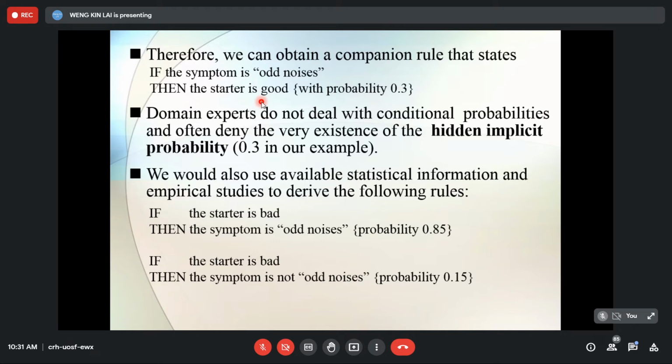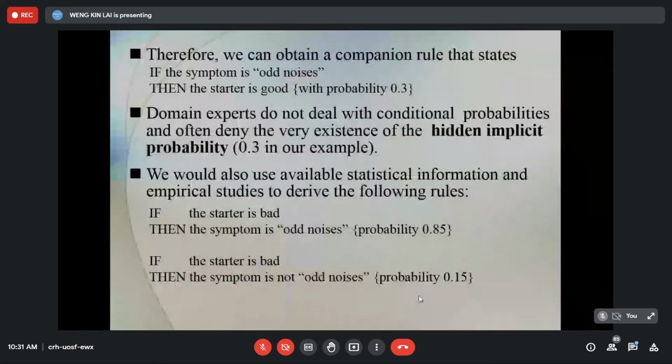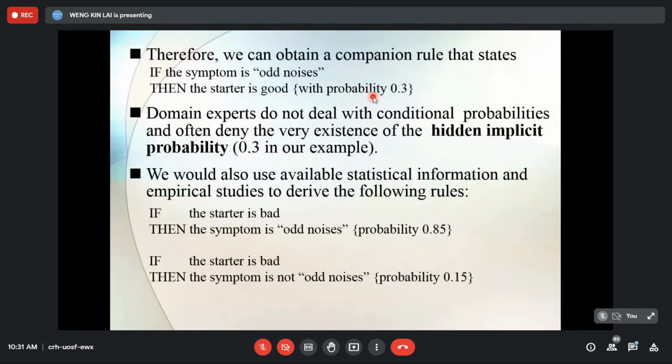Can you follow? I think this one needs a bit of time, maybe just for some of you, not all of you. This one is 0.3, calculated from the earlier one. This is your companion rule. The first one is the car makes odd noises when you start it and you believe the starter is bad, which is 0.7. What's the chance of the car still making odd noises, but now the starter is good, which is 0.3.